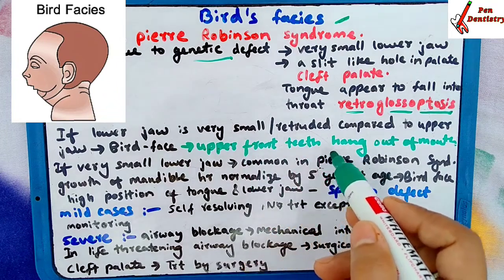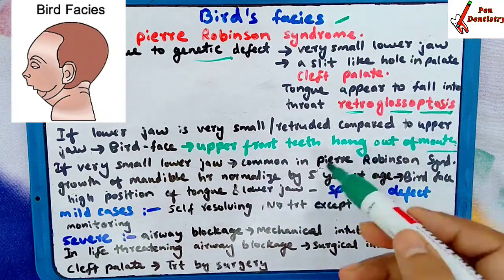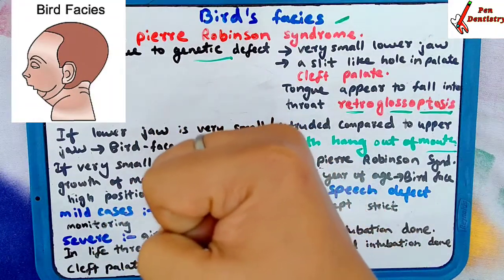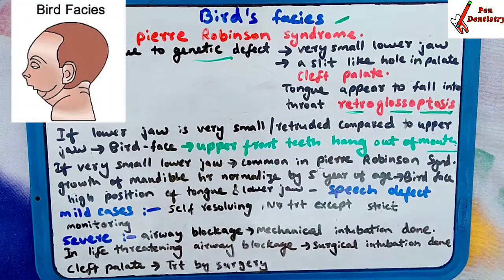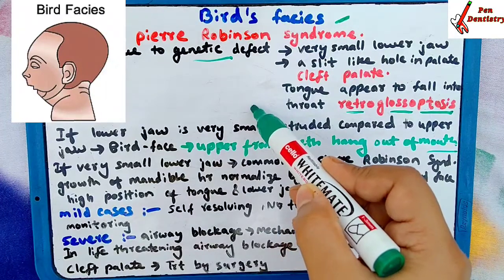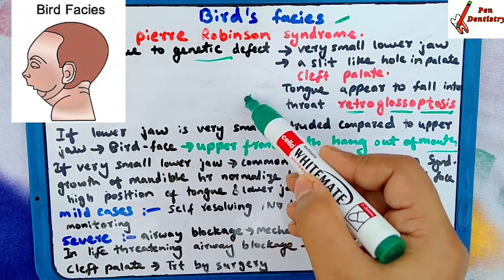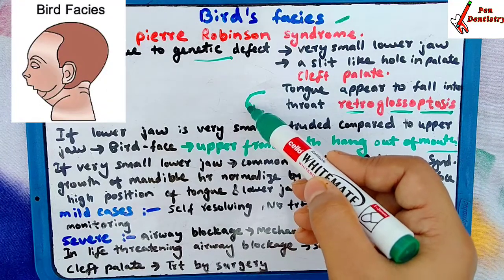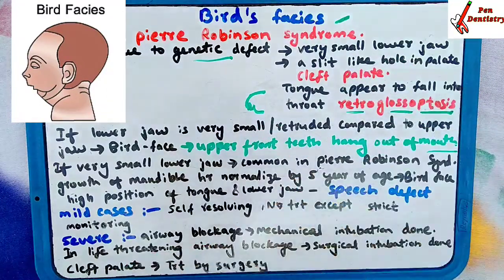The upper front teeth hang out of the mouth. When the lower jaw is placed backward and the upper jaw is protruded, at that time the teeth will hang out. This appearance will be seen here.